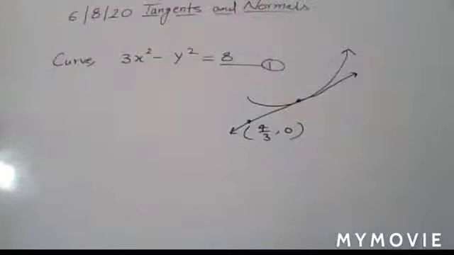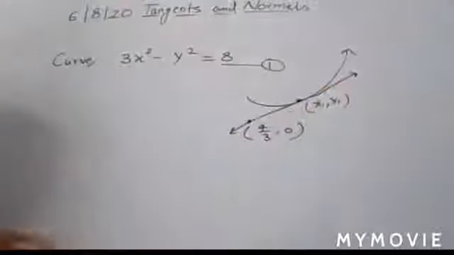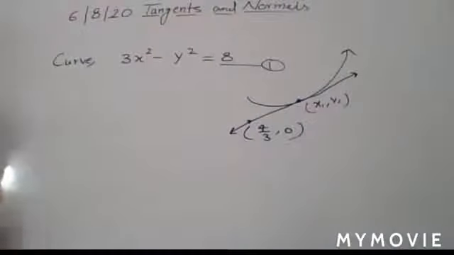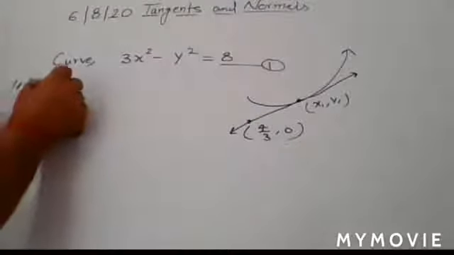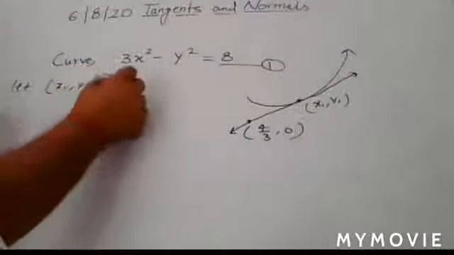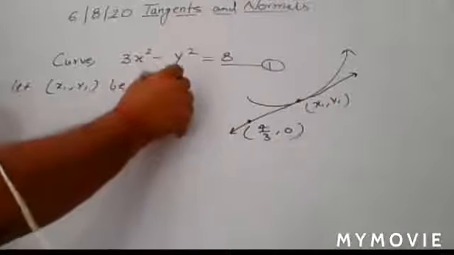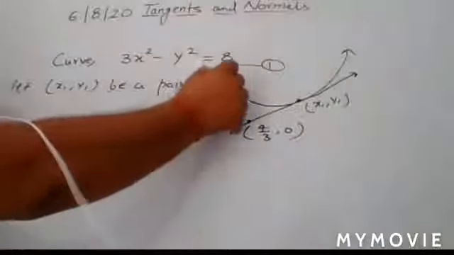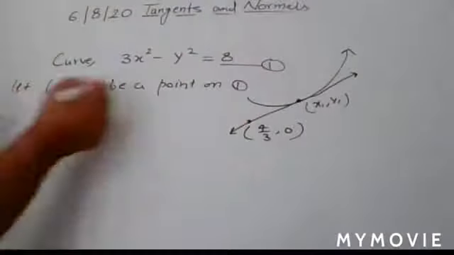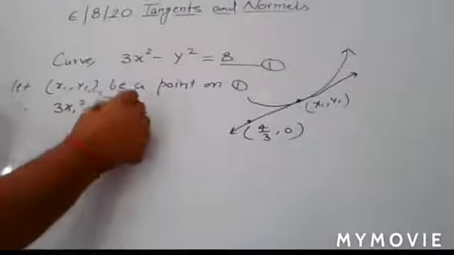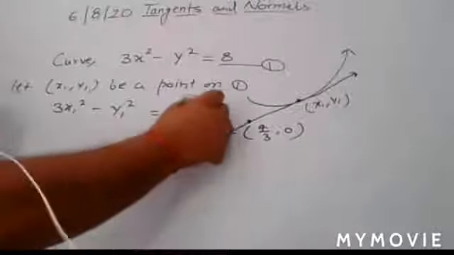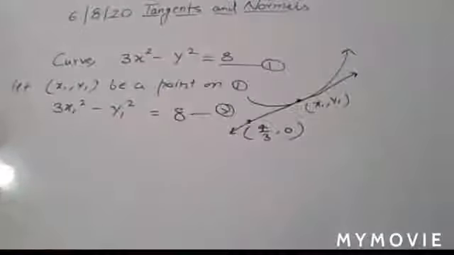So first of all, you have to take any point (x1, y1) on the curve. Understand? So let (x1, y1) be a point on the curve. So it's satisfying it, and you have 3x1 square minus y1 square is equal to 8. That is your second equation.